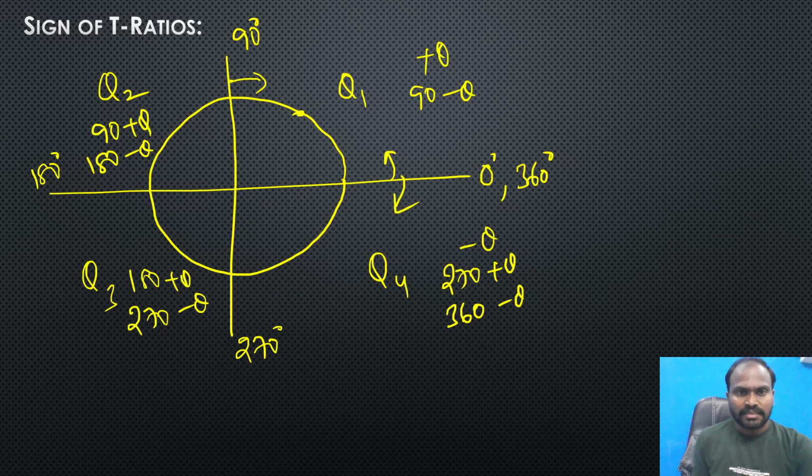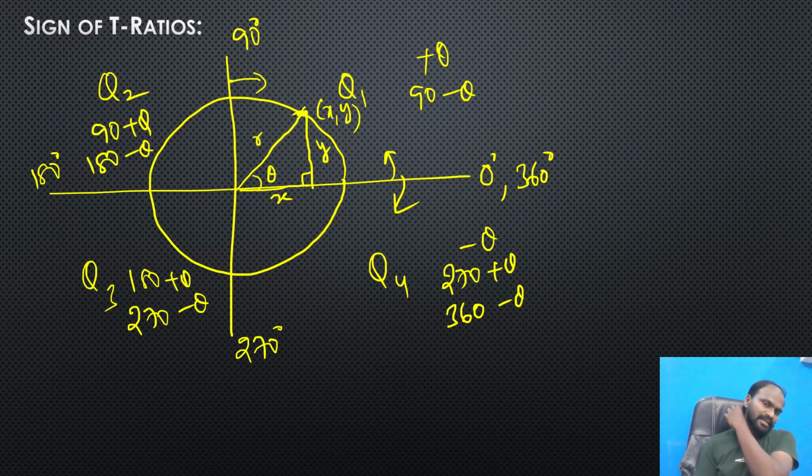Okay, so to discuss the sign of trigonometric ratios, what I will do is I'll just consider here a right angle triangle on this x-axis. Let us say this point is some x comma y. You can see that x is positive and y is also positive, and since it is a circle, the radius is always positive. And in this right angle triangle, all these three sides are positive, therefore all the trigonometric ratios are positive.